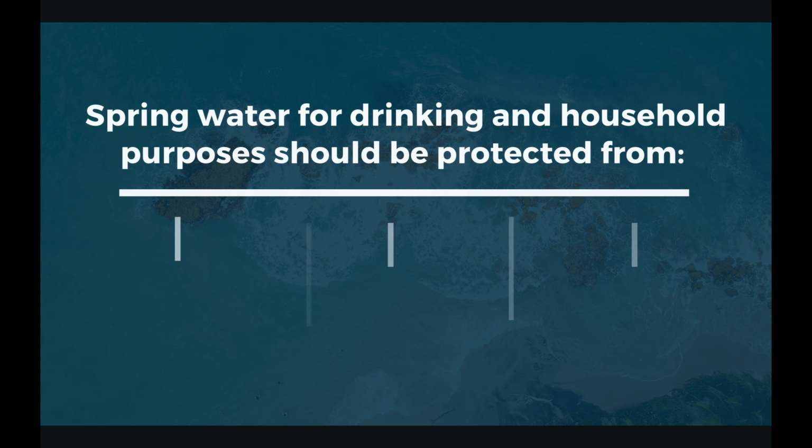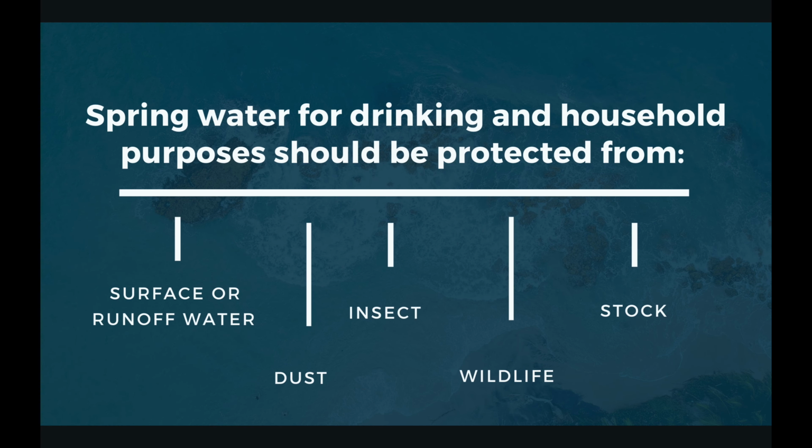So, let's move on. Next thing is the spring water for drinking and household purposes, which should be protected from the following. If we say spring water, ito yung mga tubig na ginagamit pang inom na kailangan natin iiwas sa mga bagay na sumusunod. Unang-una dito ay ang surface or runoff water. In short, ito yung nakikita natin na tubig sa lupa kapag umuulan o yung mga maduduming tubig na dumadaloy sa lupa.